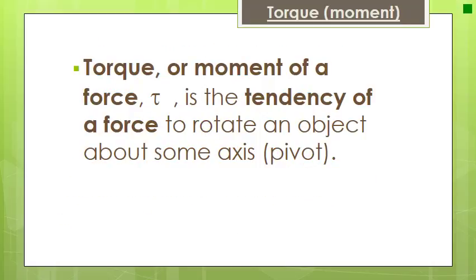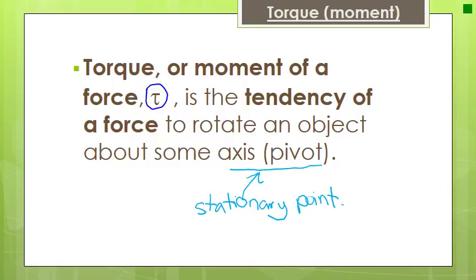Torque, or the moment of a force, or sometimes people simply call it moment, is given the Greek letter tau. Now, torque, or moment, is the tendency of a force to rotate an object. And when an object rotates, there is a stationary point on that object. This stationary point is known as the axis, or sometimes the pivot point. So when an object rotates, it rotates about a pivot point.